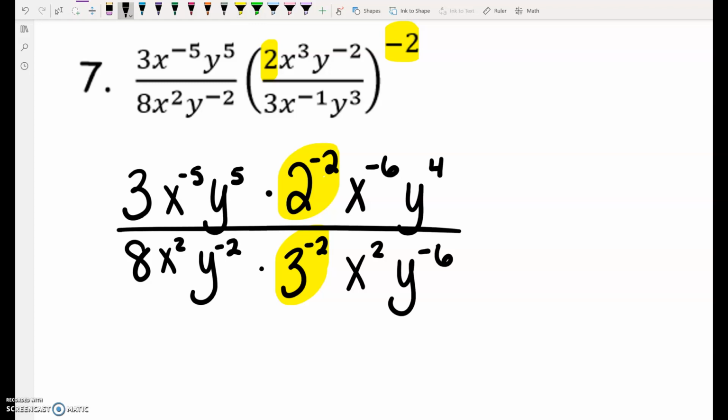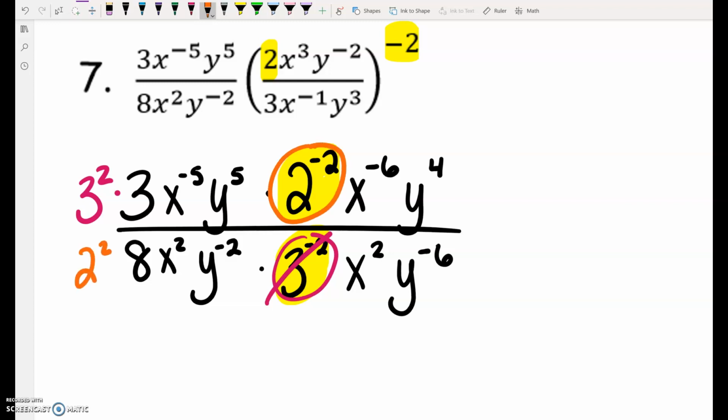That 3 to the negative 2 actually needs to be, let me use a different color here, a 3 squared on the top. And the 2 to the negative 2 needs to be a 2 squared on the bottom. Because what is 3 squared? 9. So you could make this a 9. And the 2 squared is a 4.